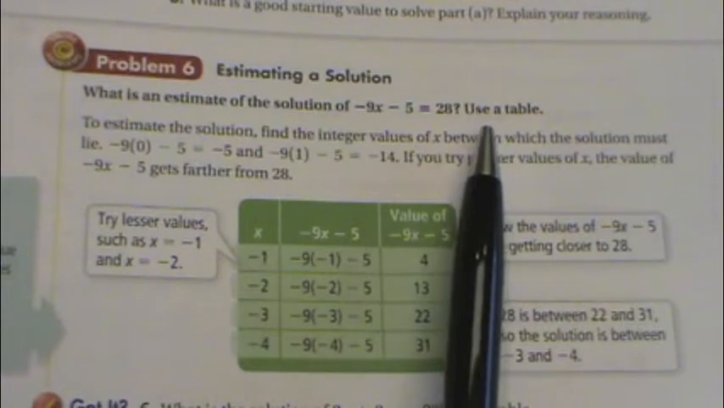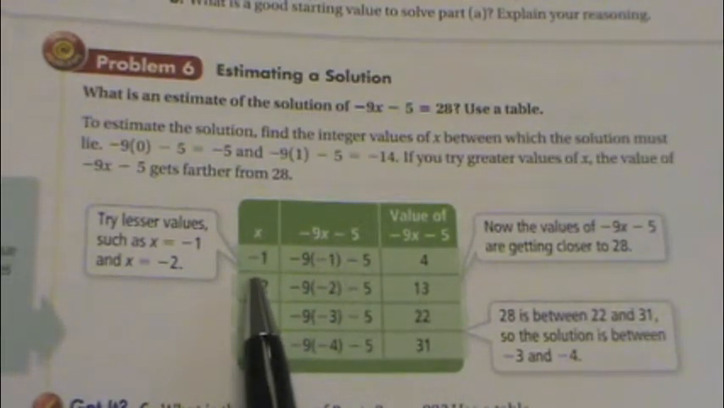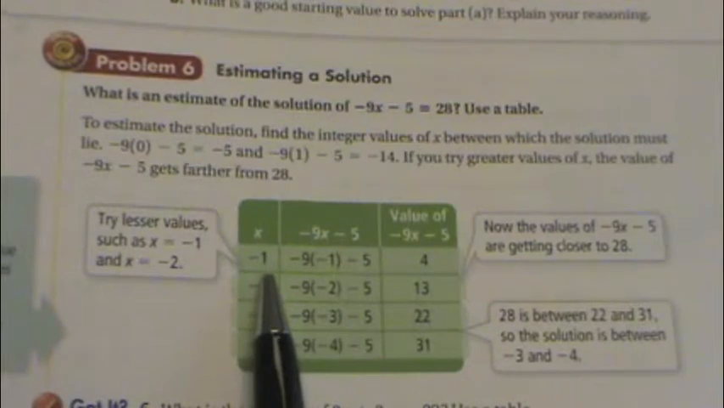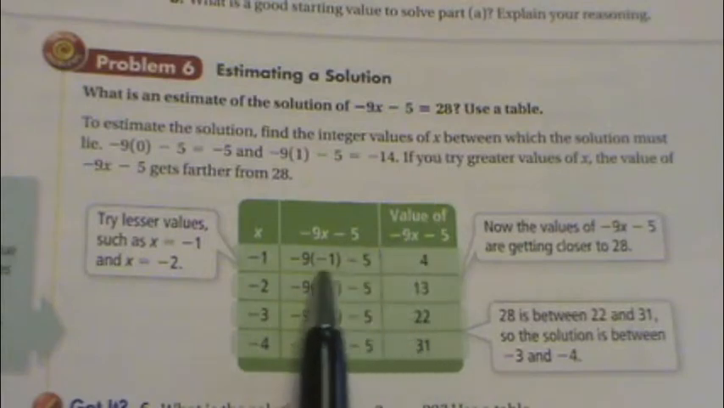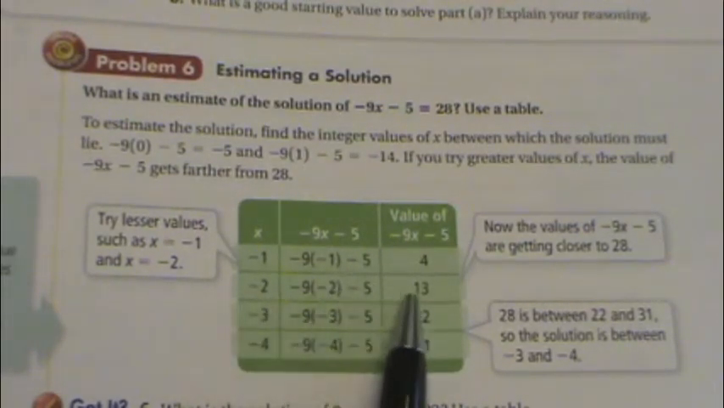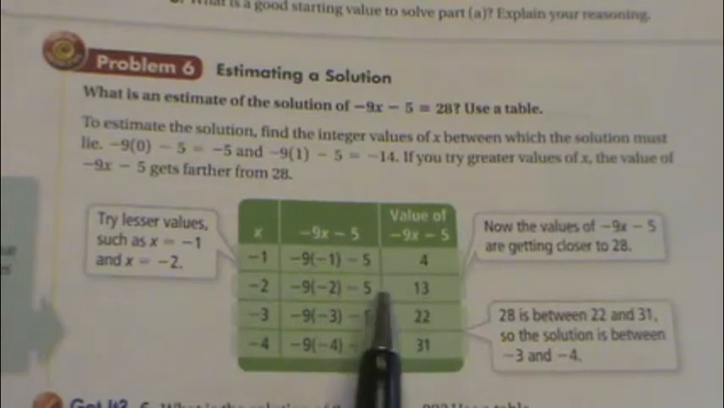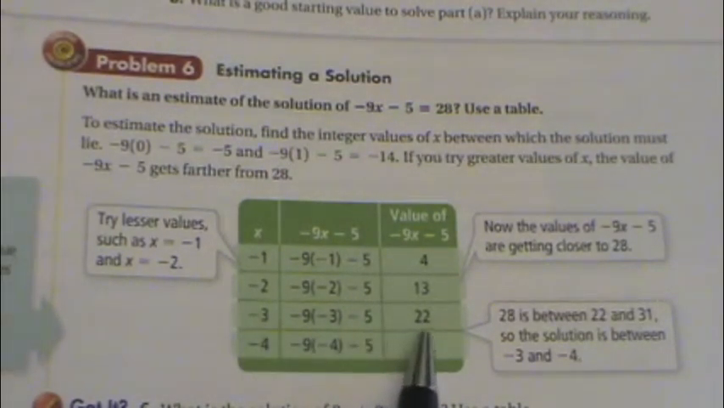And again, we're going to use a table. So they started with x equals negative 1, came up with a value of 4. Well, that's a little small. They kept on going. If you plug in negative 2, your answer is 13. If you substitute negative 3, your answer is 22. We're getting close. If you substitute negative 4, your answer is 31. Well, we're looking for 28. 28 is bigger than 22, smaller than 31. The solution is between negative 3 and negative 4. It's a little closer to negative 4 because 28 is closer to 31 than it is to 22.